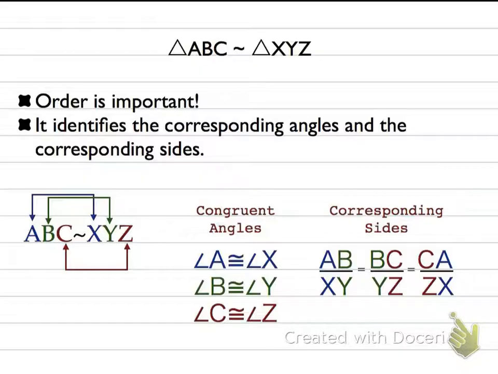And so your answer looked like this, right here, where you listed the angles and you listed the sides. The order is very important so that you can get the congruent angles and the corresponding proportional sides. So the order is very, very important. If you're unsure about this, please see me as quickly as possible.